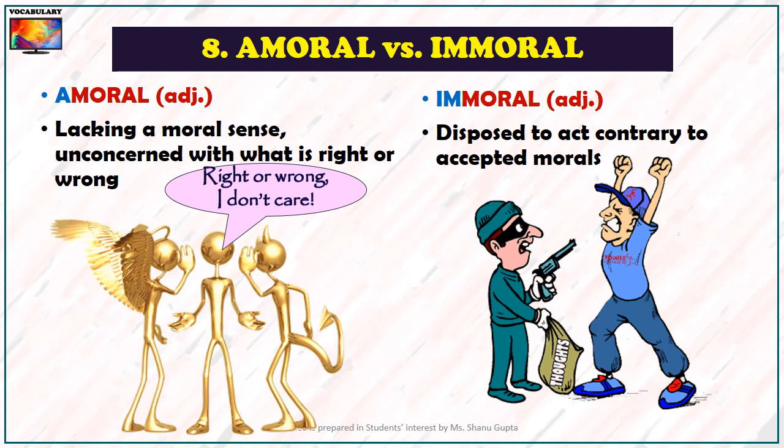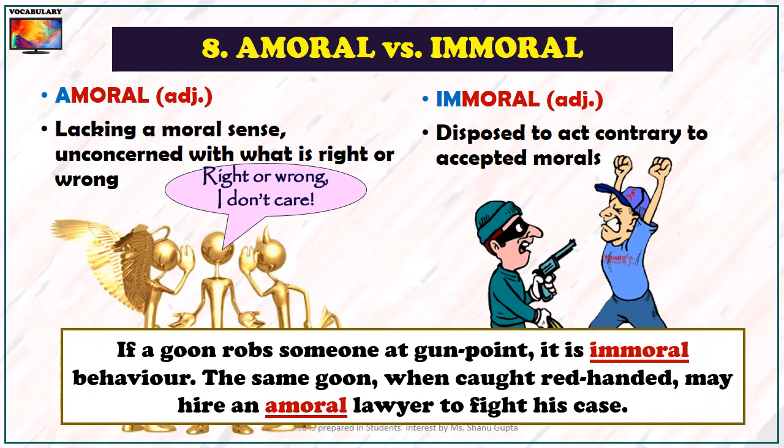One example that clarifies the meanings of both words is, if a goon robs someone at gunpoint, it is immoral behavior. The same goon, when caught red-handed, may hire an amoral lawyer, meaning a lawyer who just cares about his fees and is not bothered about morality, to fight his case.